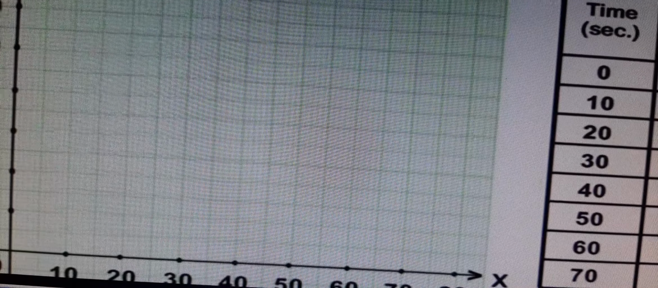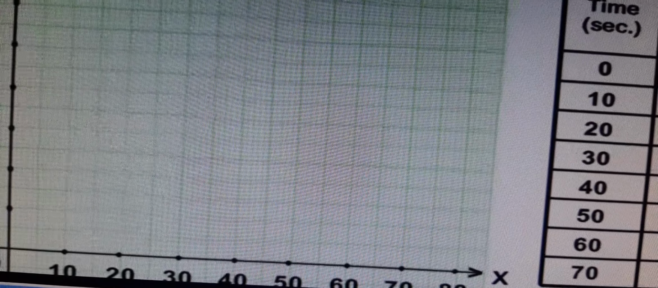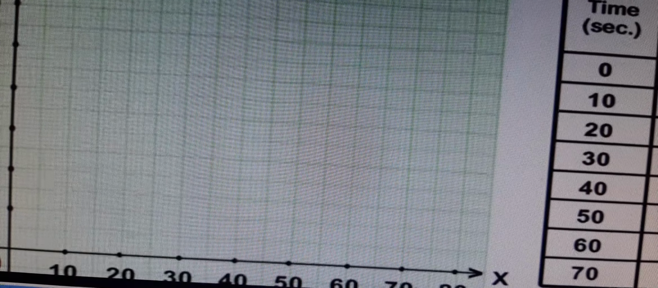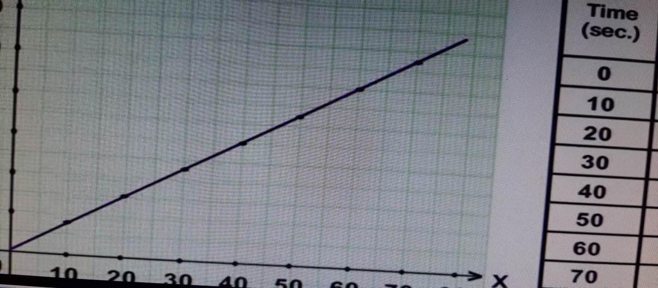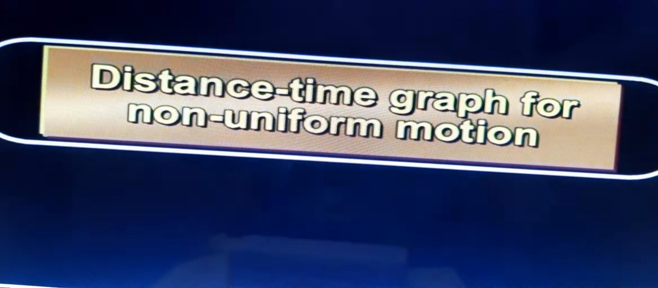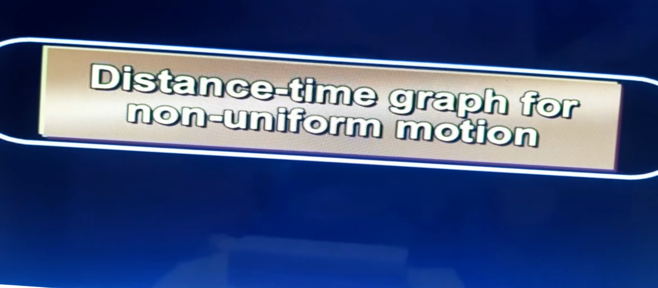Now see the graph of uniform motion. This is the distance traveled by a vehicle in a straight line in unit time. An object in uniform motion covers equal distance in equal time intervals. Thus the graph between distance and time is always a straight line.